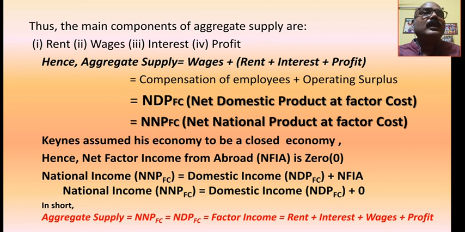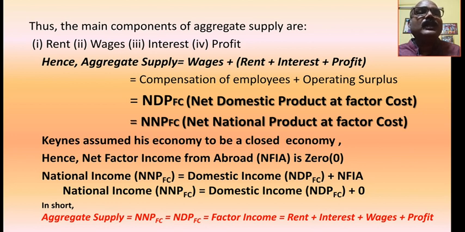Because we have taken a closed economy, a two sector economy. Keynes has taken the two sector economy, one is household and one is the firm. So therefore it is a two sector economy. There is no question of any trade, there is no question of export and import. So it is a closed economy. So when there is a closed economy, there is no factor income received or no factor income paid to abroad. So therefore NFIA is 0. So when NFIA is 0, your national income and domestic income both are same.